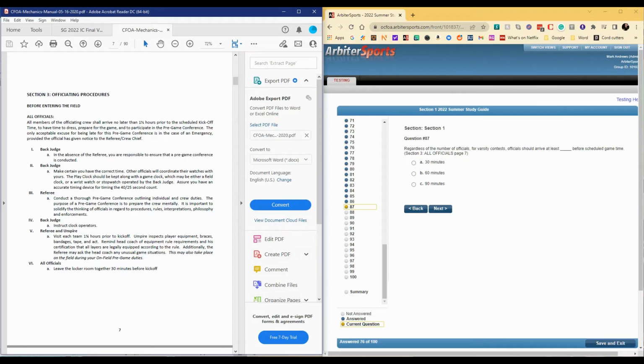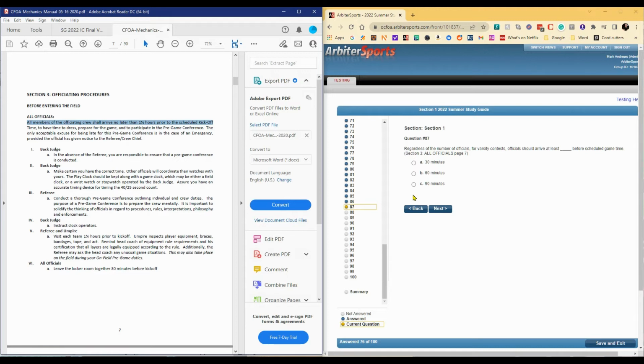Question 87. Regardless of the number of officials for varsity contests, officials should arrive at least blank minutes before scheduled game time. Is it 30, 60, or 90? Well, according to Section 3, all members of the officiating crew shall arrive no later than 1.5 hours prior to the scheduled kickoff. So, obviously, it's 90 minutes. You newer guys, don't screw this up.